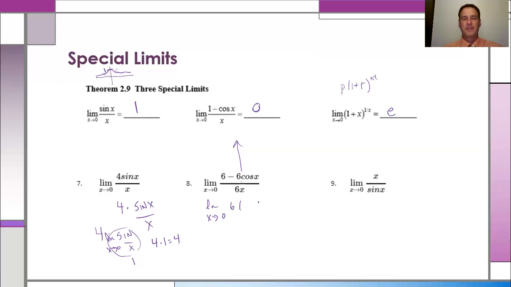by pulling out a 6. Now this piece gives me 0. And you're like, well, that's no fun because the 6 over 6 went away.